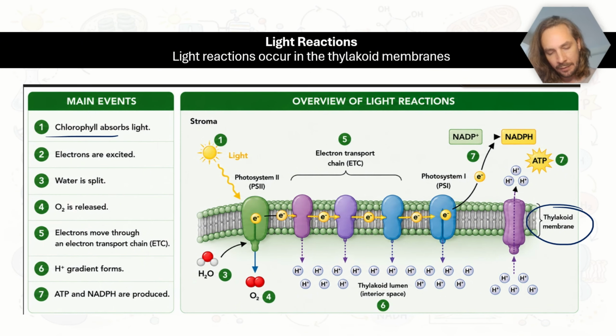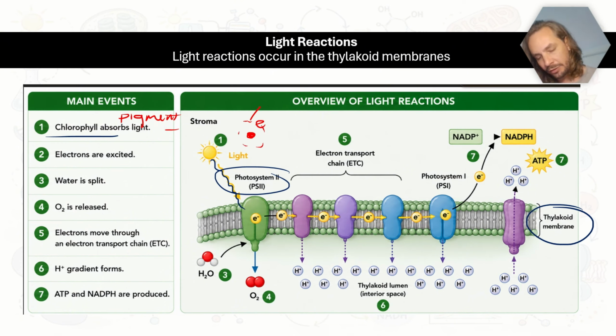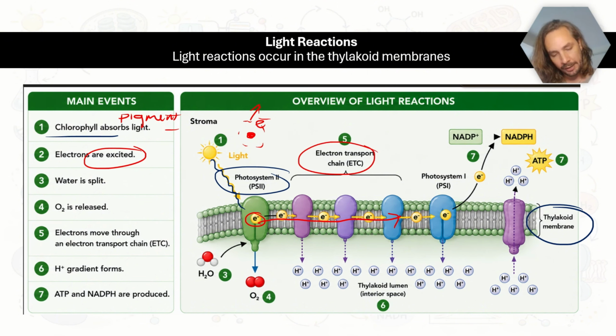Now, the first step that needs to happen is that the chlorophyll that we find in photosystem 2 absorbs the light. Remember, chlorophyll is a green pigment, and when it absorbs that light, it sends an electron to a higher energy state. Once this electron is in a higher energy state, we say that it is excited. In photosystem 2, they will capture these excited electrons and then send them along the electron transport chain.